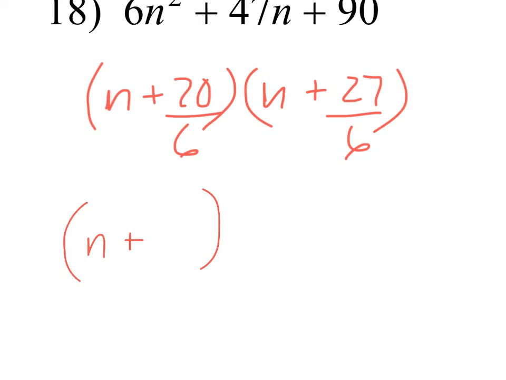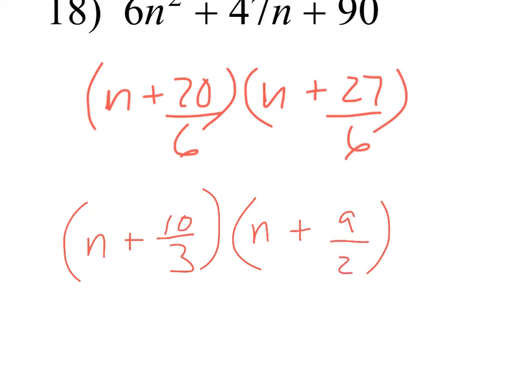So what goes into 20 and 6? 2. So we get 10 over 3. And then what about the second one? Yes, 3 goes into both of them. So we have 9 over 2.